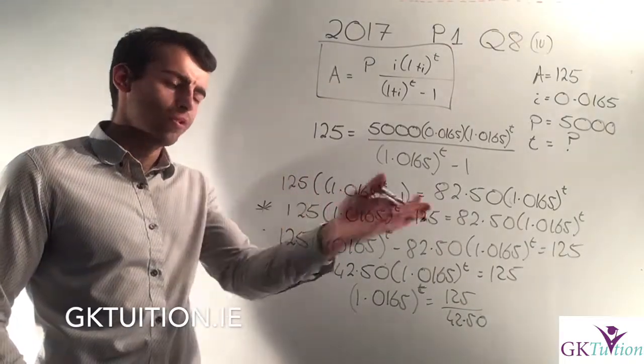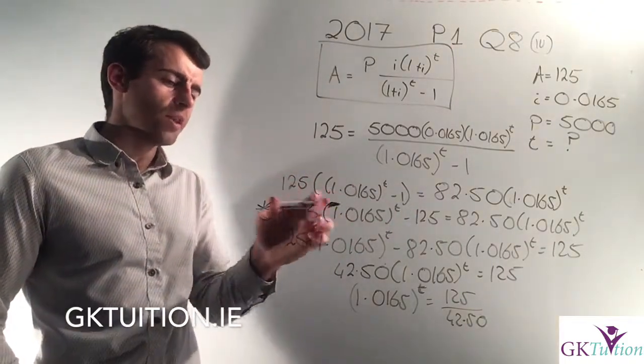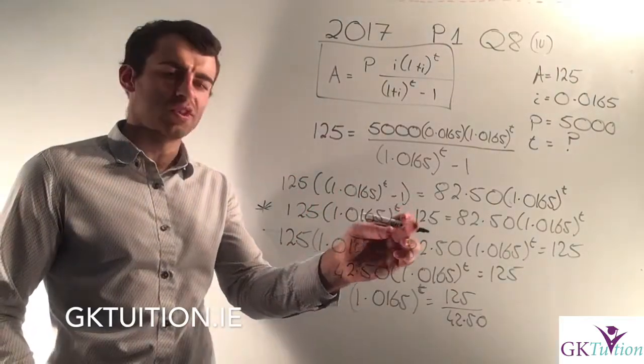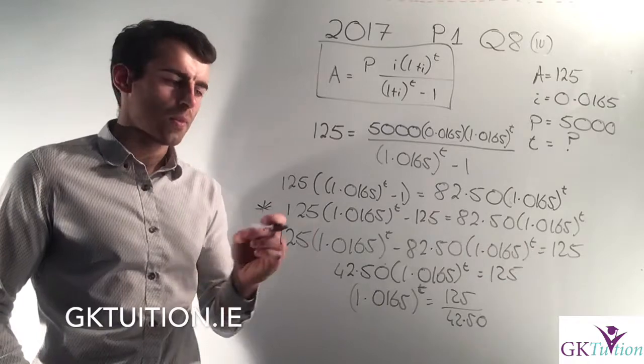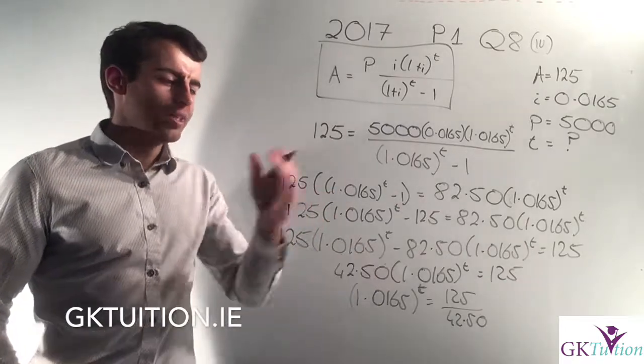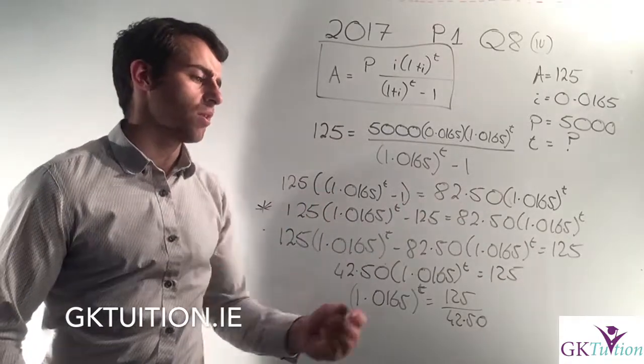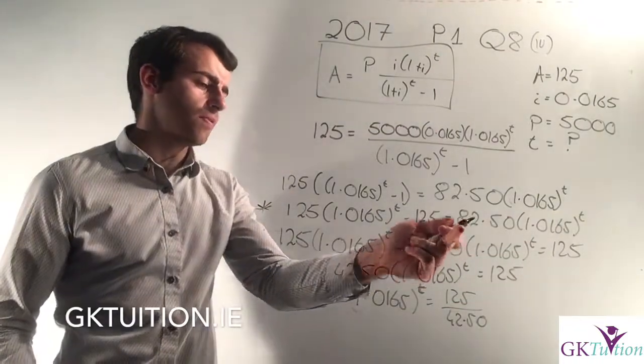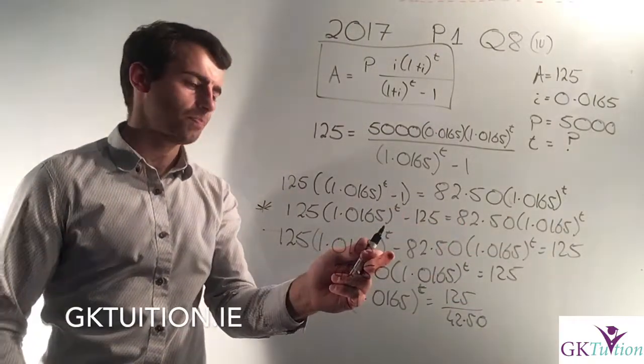Now on the next line, all I've done is multiply everything. I've multiplied the 125. 125 by this is just 125 times my unknown. 125 by minus 1 is just minus 125. The next line, I brought all my t's to one side, all my numbers to the other side. So my 125 comes across and becomes a plus. My 8250 comes to this side and becomes a minus.